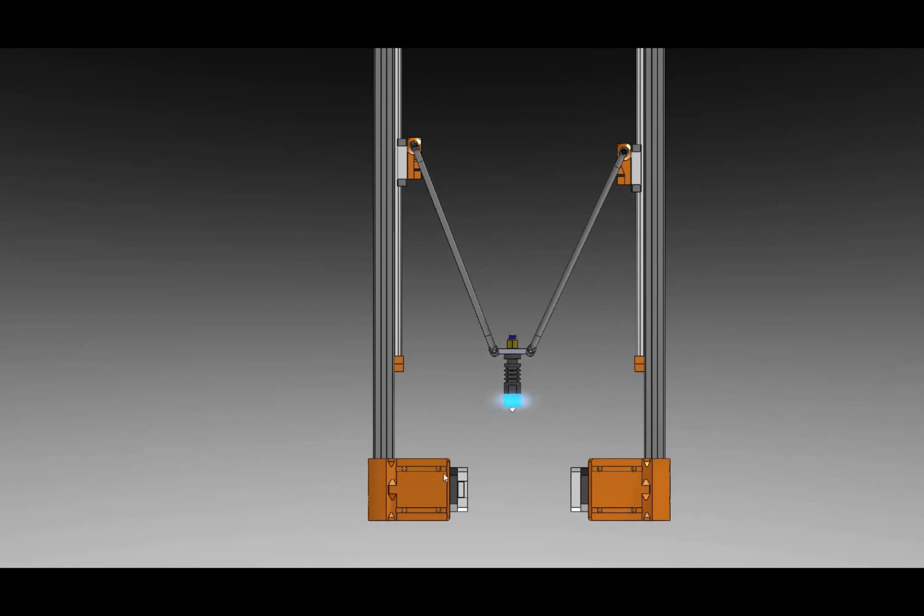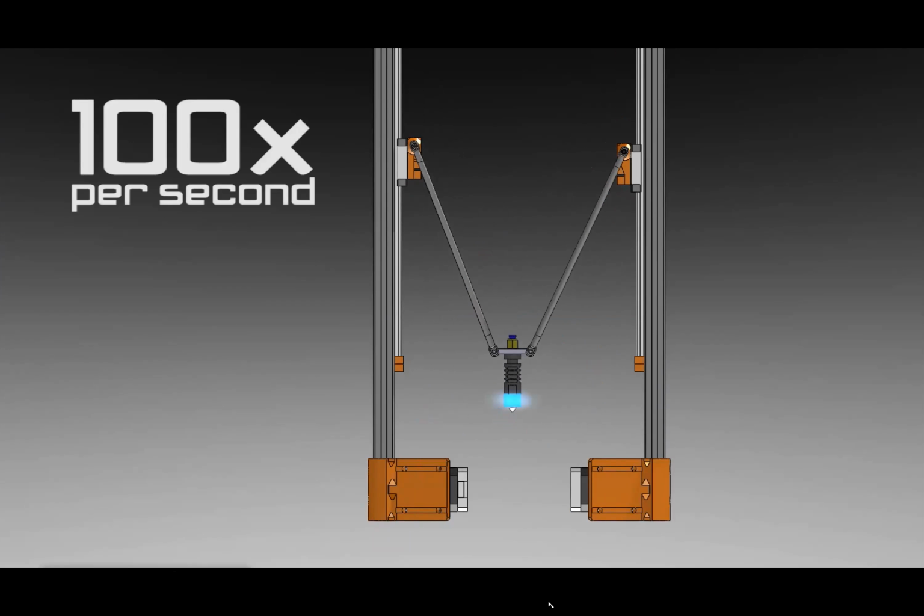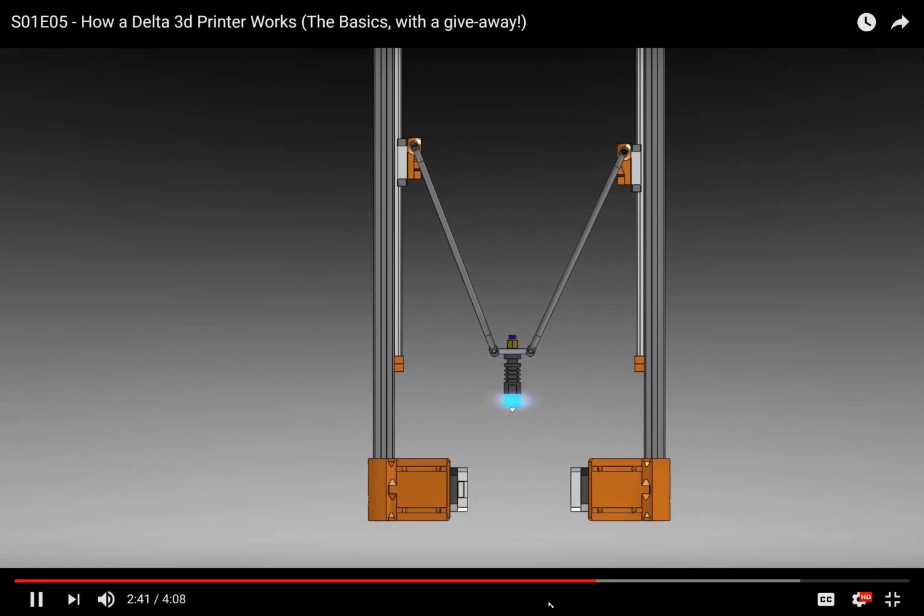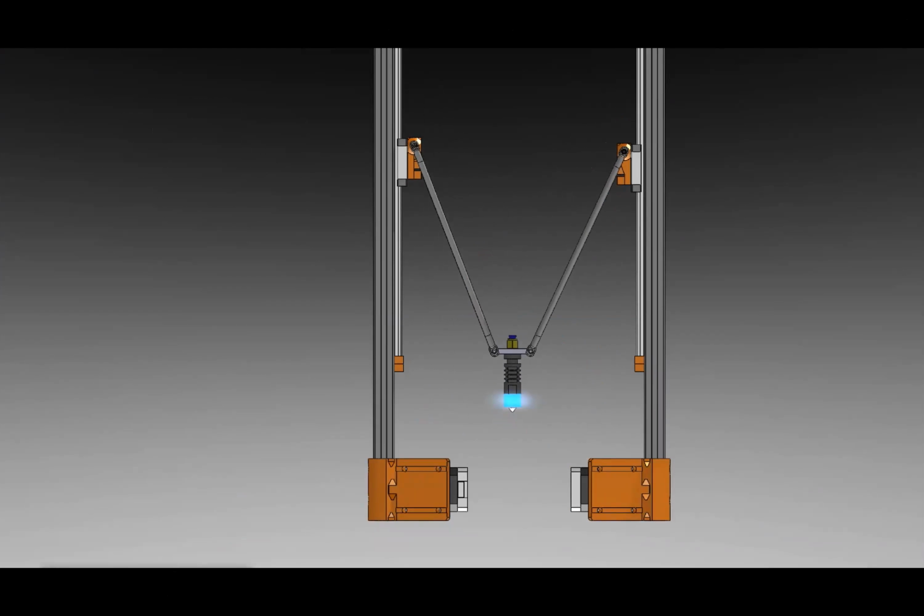Because the 3D printer has to make this calculation hundreds of times a second, you need a faster processor than you might with a traditional Cartesian printer. But lucky for us, processing power is cheap these days.